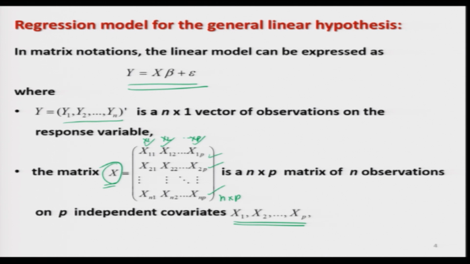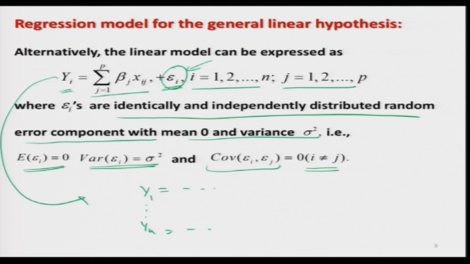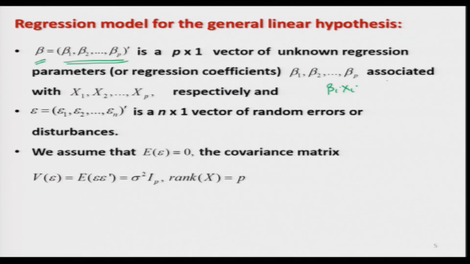So, this capital X is an n cross p matrix of n observations on each of the p independent variables x1, x2, xp, and beta is a p cross 1 vector of the regression coefficients beta 1, beta 2, beta p. They are the unknown parameters, and beta i is associated with x i, because in this model, if you write down the term summation beta j x ij, you will see that the model is like y equal to something plus beta i x i plus and so on. So, we say that beta i is the parameter associated with x i. That is our simple terminology to address this fact.